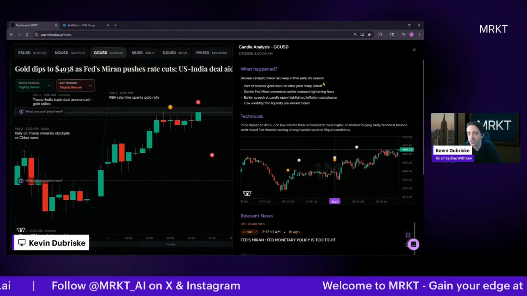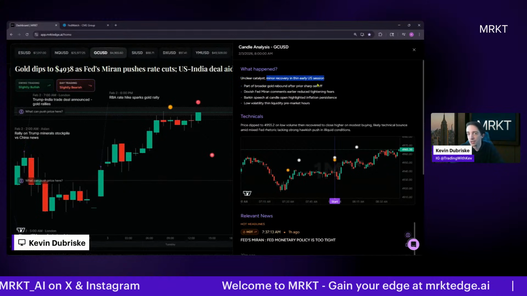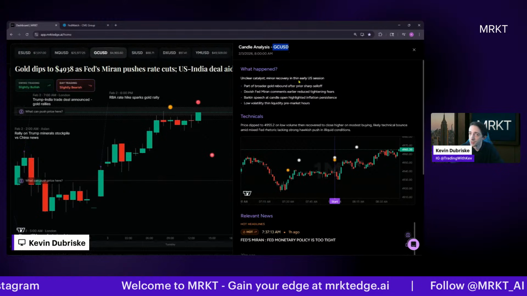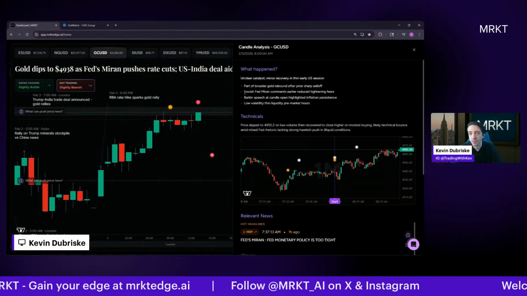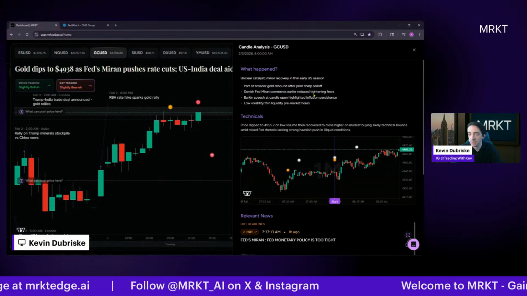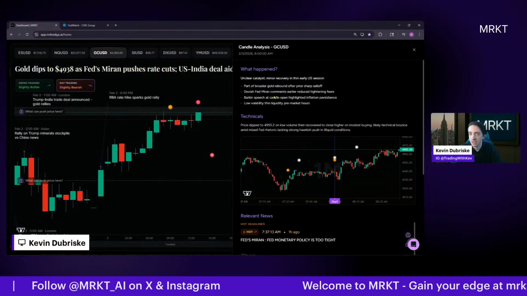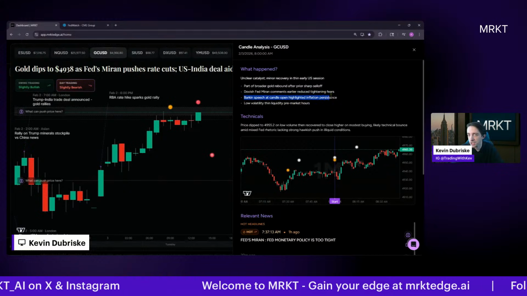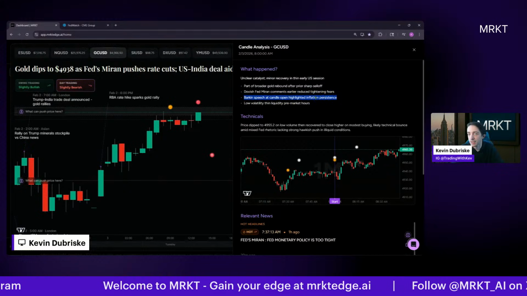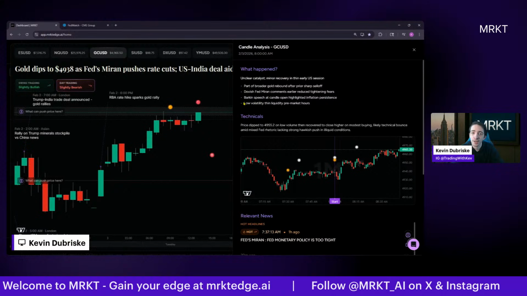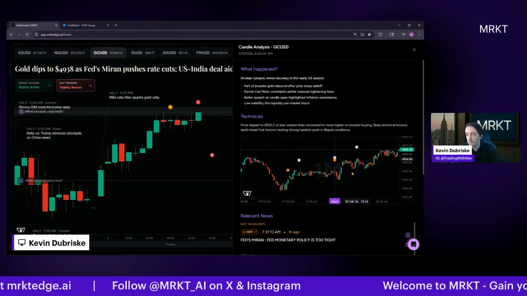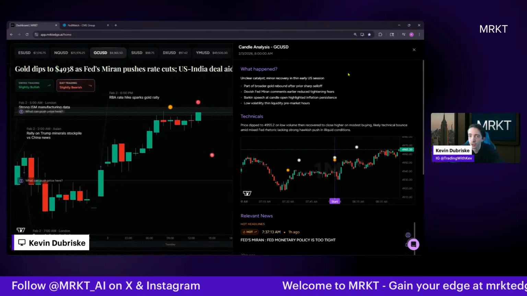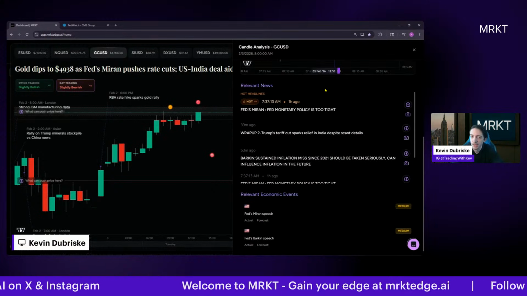So, unclear catalysts, minor recovery, and thin early US session. Again, we're looking at gold right now. Part of broader gold rebound after prior sharp sell-off. Dovish Fed Moran comments earlier reduced tightening fears. Barkin speech at candle open heightened inflation persistence. Low volatility, thin liquidity, pre-market hours. So again, not much going on in gold in the pre-market. We have just been making our way higher.